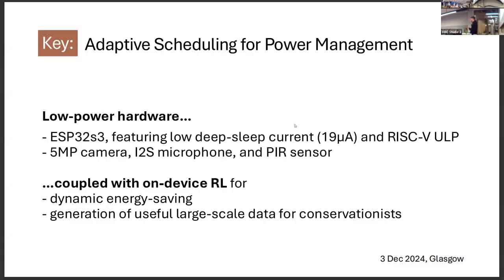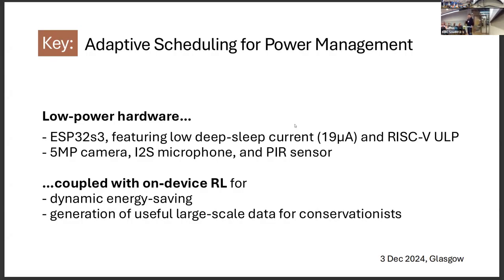We're looking at building a prototype multi-sensor device. I'm going to skip over the hardware today and look more at the on-device scheduling, but I'll quickly run over it. We're using an ESP32 microcontroller, but a custom variant which has a really low deep sleep current, which is important, a RISC-V ULP, and other nice power features. We've also integrated this with a 5-pixel camera and PIR for motion-activated camera, an I2S microphone for audio monitoring, and a few other sensors. But I'm mostly going to focus on scheduling today.